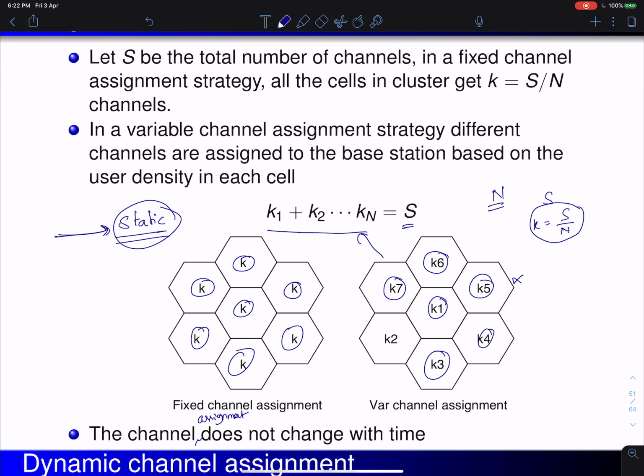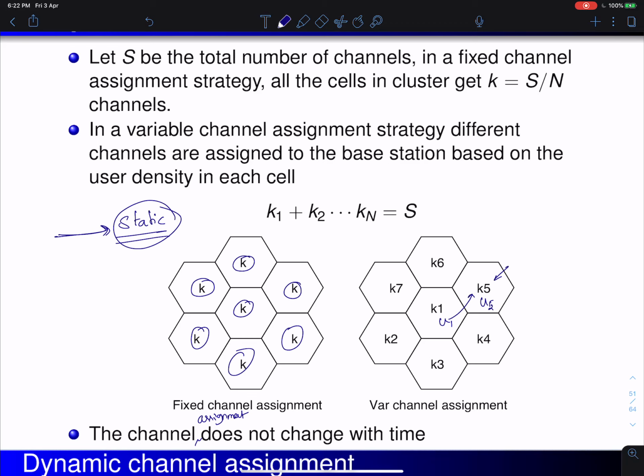But this is obviously not efficient, because most of the time cellular systems are by default designed for mobility. Meaning I have designed it for a certain number of users U1 in this cell and U5 in this cell, but maybe there is an event happening in, say, cell 5, and most of the users are going to switch to this region. If that happens, then a fixed channel assignment is always inefficient.